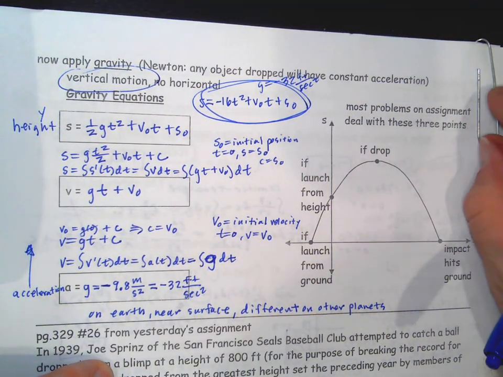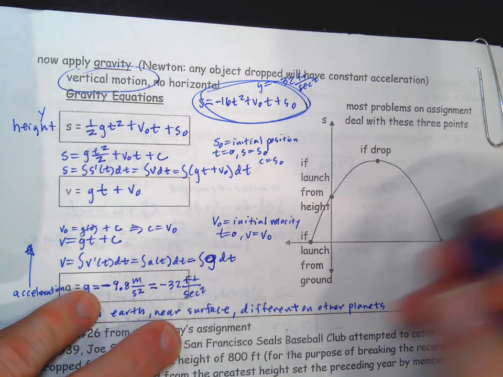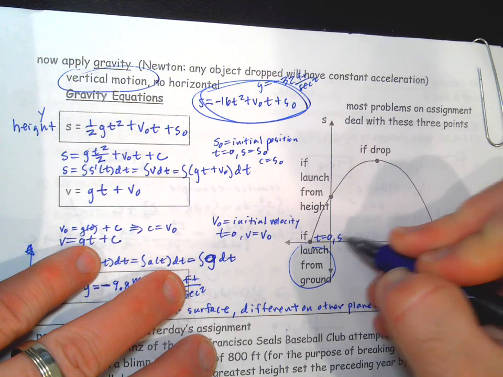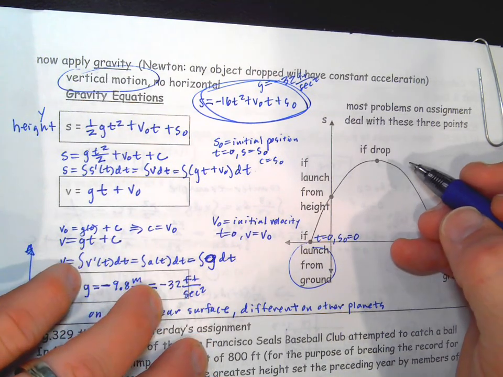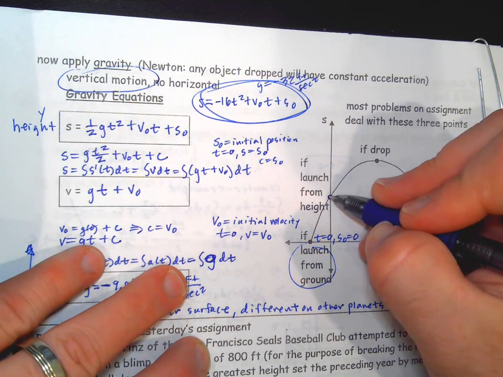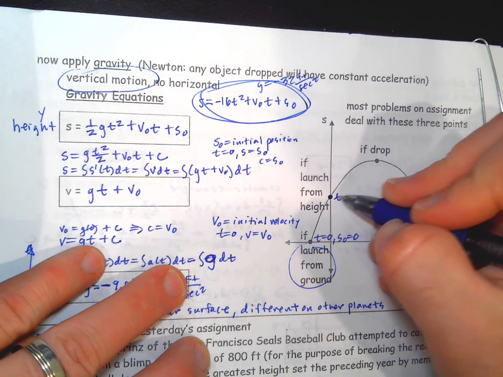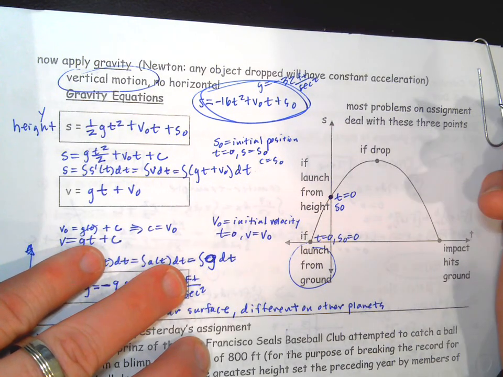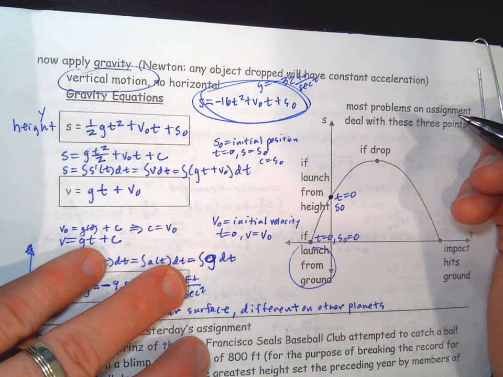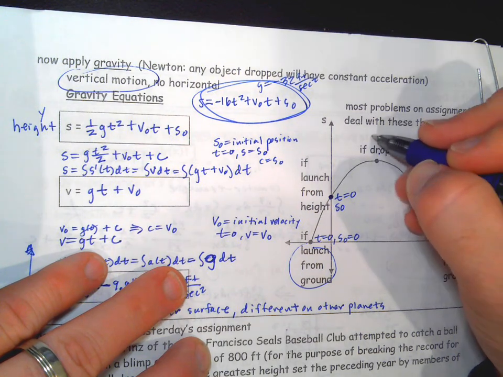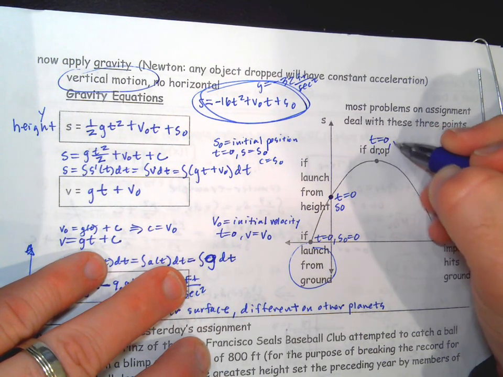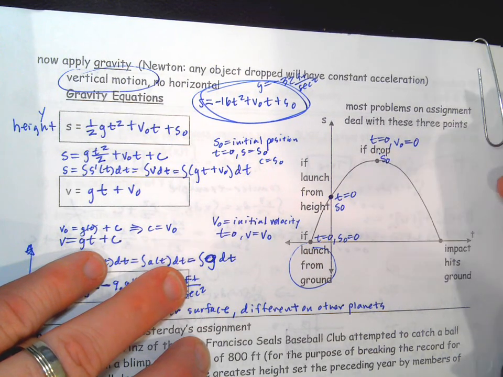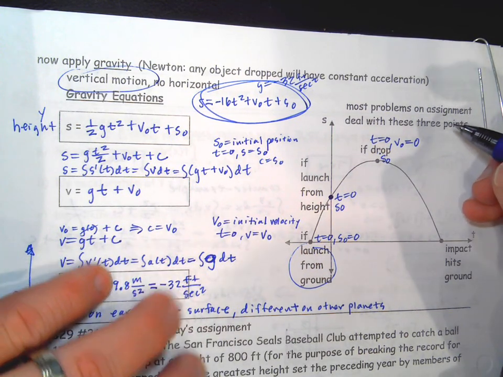Now, there's a bunch of different kinds of scenarios. You could launch it from the ground, and so at t equals 0, the position is equal to 0. Or you could launch it at some height above ground, and that's your initial position. If you drop it at t equals 0, then this is going to be your initial position, but your initial velocity is going to be 0 if you drop it, right? Just let go of it.